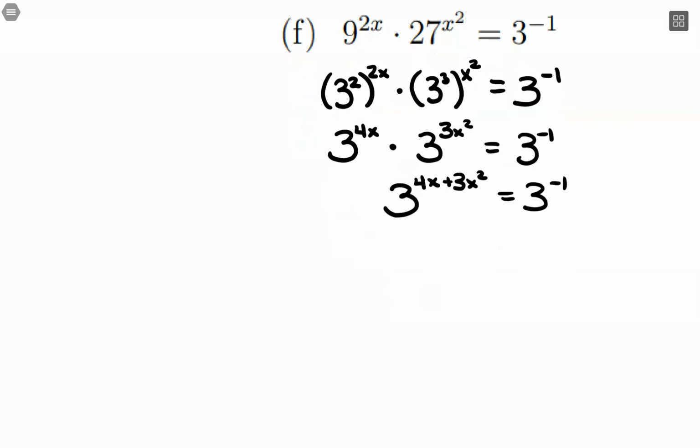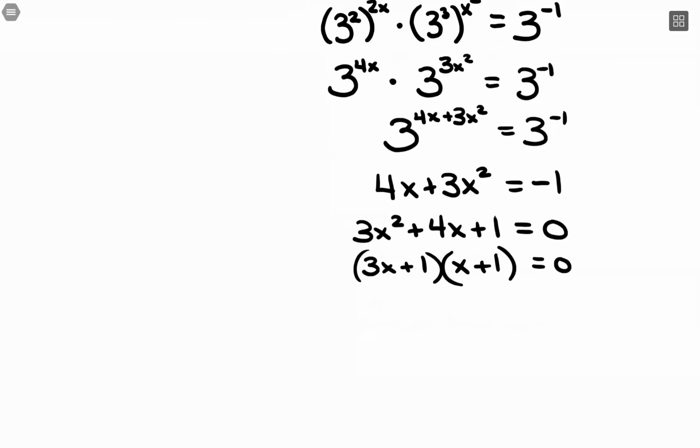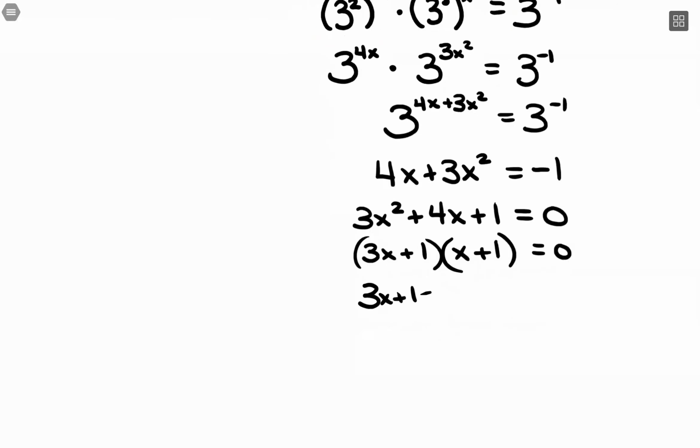So what we want to solve here is that exponent of 4x plus 3x squared should equal negative 1. This will be quadratic, so I'm going to change it to standard form and add 1 to both sides. And factoring this, we get 3x plus 1 and x plus 1. And then solving, 3x plus 1 equals 0, so 3x equals negative 1, so x is negative 1/3. And x plus 1 equals 0, subtract 1 from both sides, x equals negative 1.